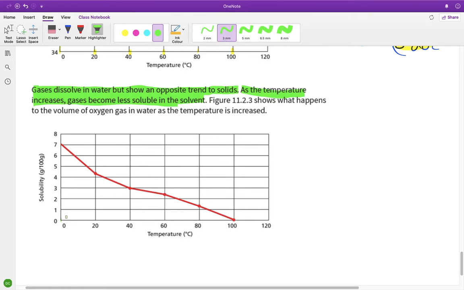So you'll notice at 0 degrees, 7 grams of oxygen dissolves in water. When you go to 20 degrees, only about 4.3 grams dissolves in water. Go to 40 degrees and only 3 grams. So at 40 degrees, you've more than halved the amount of oxygen that will dissolve. At 60 degrees, it's down again at 2.5 grams. At 80 degrees, down to 1.2, and at 100 degrees, no oxygen will remain dissolved in water. It will all be pushed out of the solution.